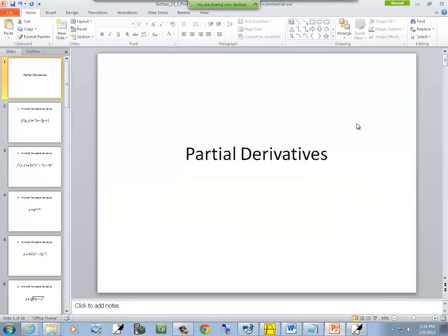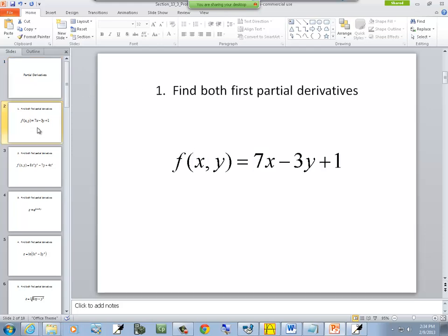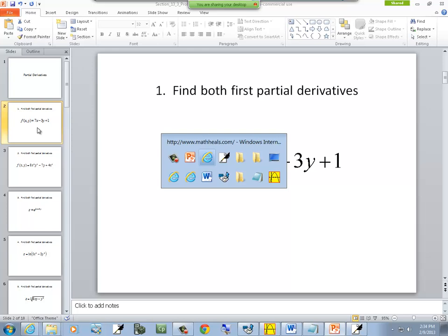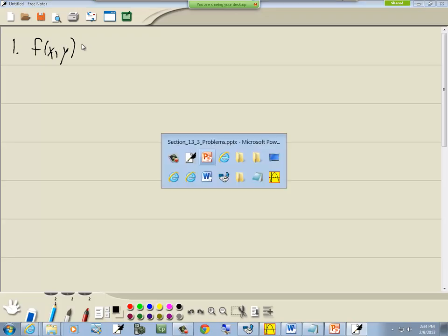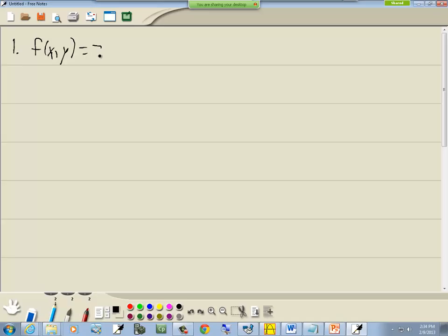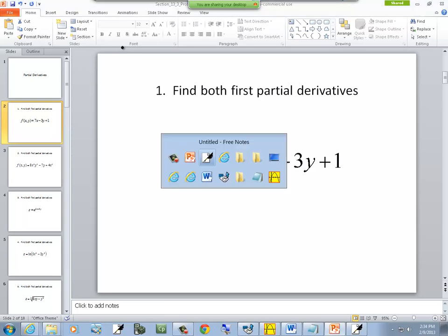Let's take a look at partial derivatives, and I think you'll like these. They're pretty straightforward. Let's look at our first one and demonstrate how to find them. Later on, in a different lesson, we talk about what they are used for. But let me just briefly talk about it.